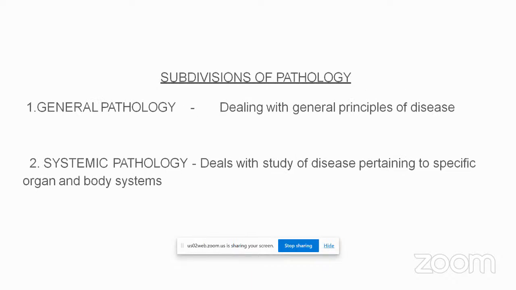Then, what are the subdivisions of pathology? Mainly two branches are there: general pathology and systemic pathology. General pathology deals with the general principles of disease. Systemic pathology deals with the study of disease pertaining to specific organs and body systems. Some sets of organs and body systems are included in systemic pathology.